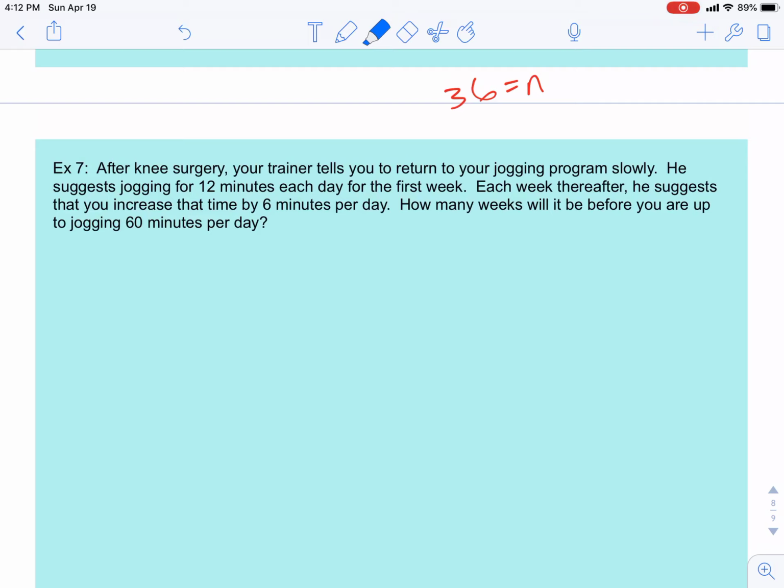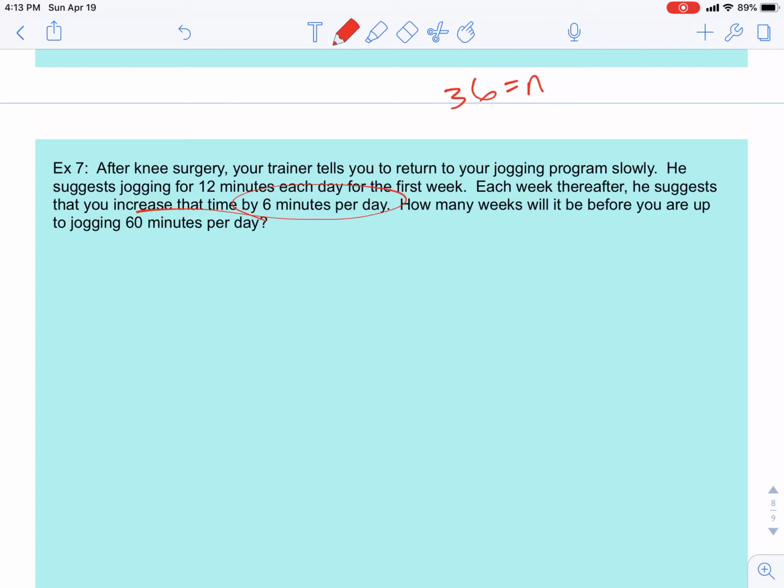All right. So after knee surgery, your trainer tells you to return to your jogging program slowly. He suggests jogging for 12 minutes each day for the first week. Each week thereafter, he suggests that you increase that time by 6 minutes per day. How many weeks will it be before you are up to jogging 60 minutes per day? All right. Well, it's linear. It's arithmetic, because we are going to be increasing by 6 minutes per day.